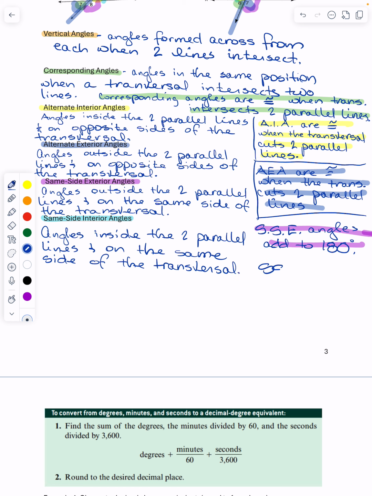Same side interior angles also add to 180. And there's that.